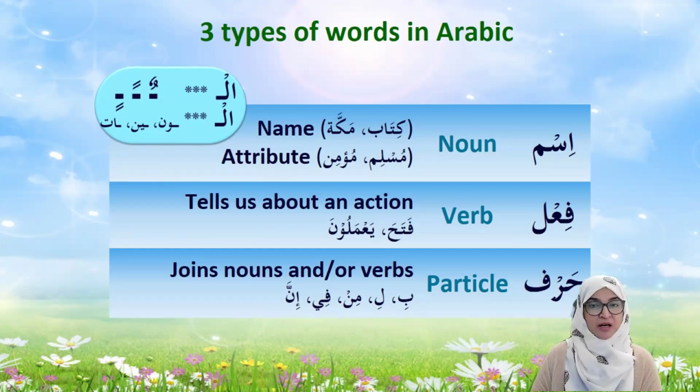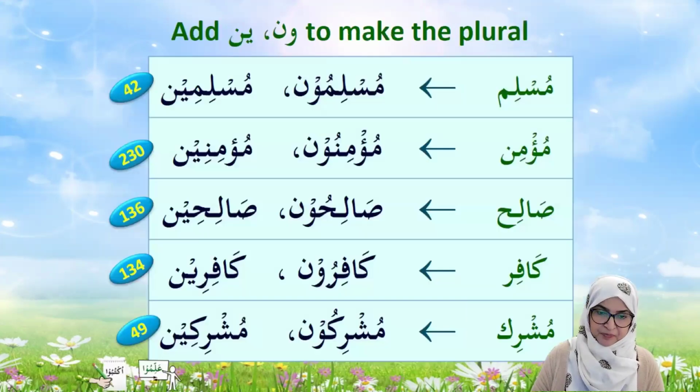And we learned what is a harf. What is a harf? It's a particle. Actually, harf is anything which is not a noun nor a verb. That is called a harf. And it is like bi, li, min, fi, inna. You will keep learning about this as we go ahead.